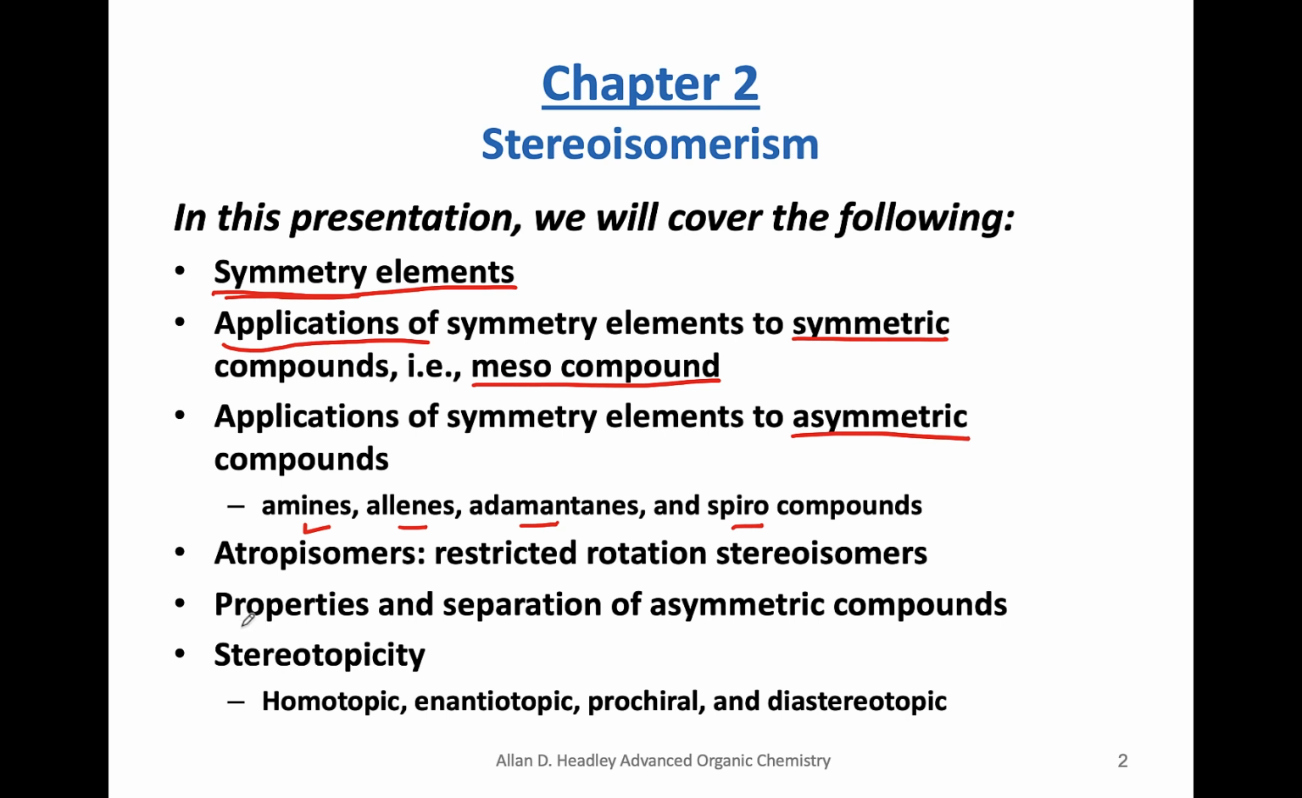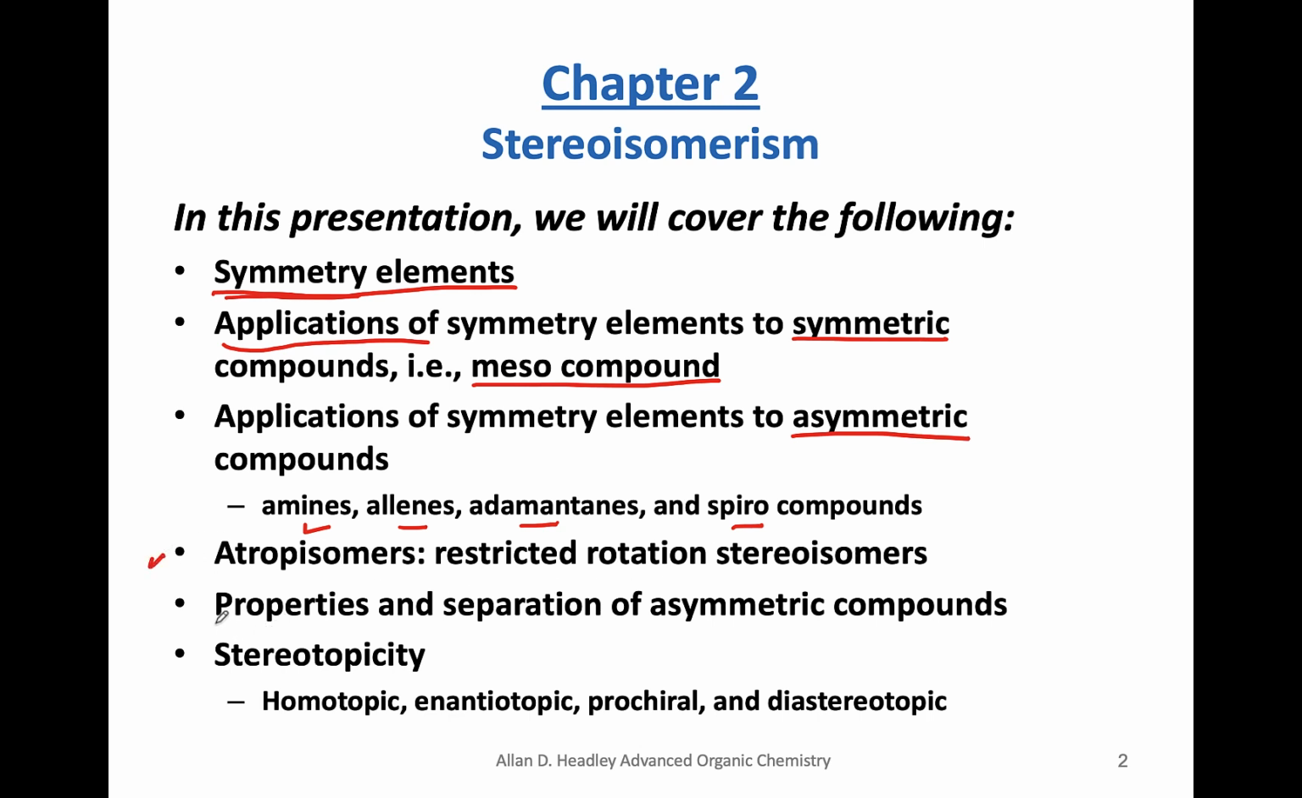Then we look at atropisomers. So atropisomers are isomers that result from restricted rotation, typically about a carbon-carbon bond. We'll emphasize more about that in a second.